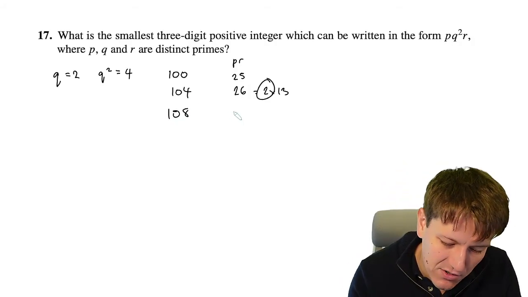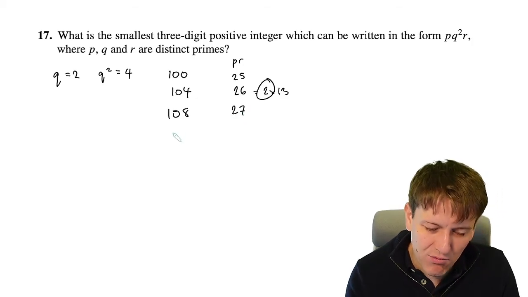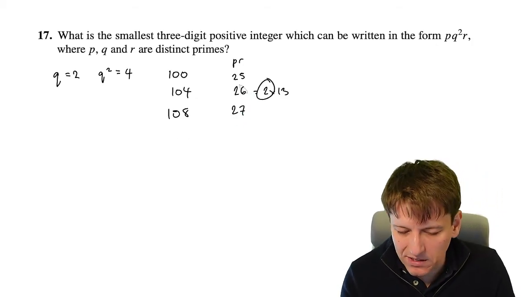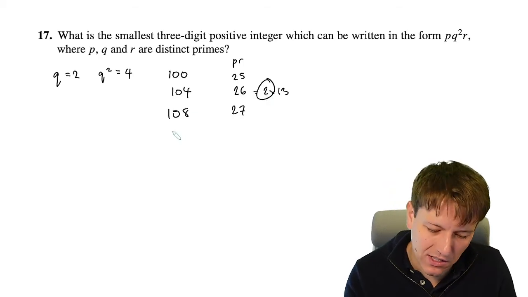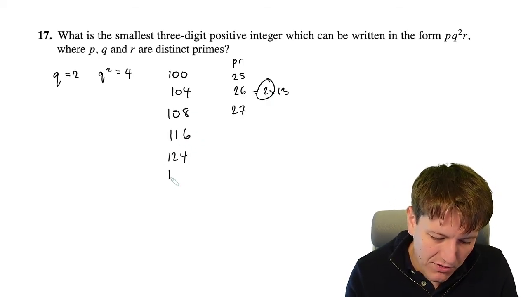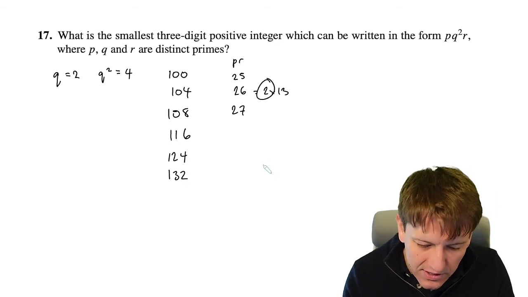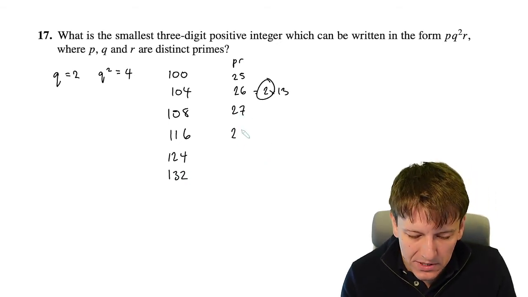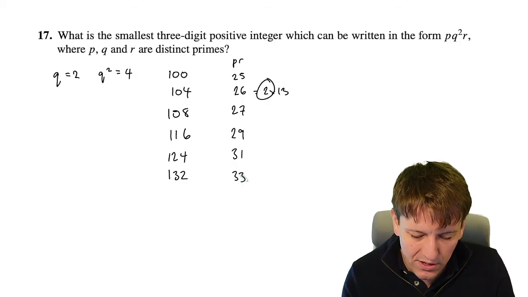So the next one I might check is 108, but then I don't really need to check 112 because that's going to be 28. It's going to have a factor of 2 in it again. So I can just go straight to 116 here, 124, 132, and so on. All right, so actually this one would be 29, 31, and 33.